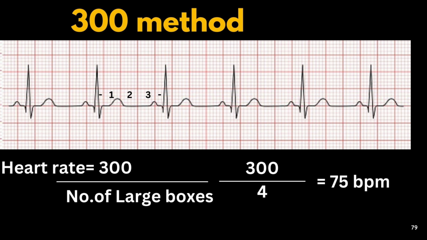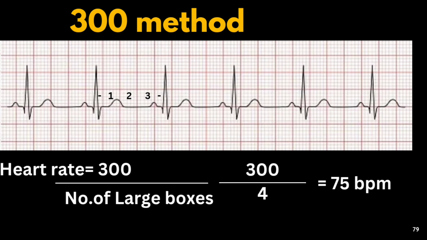So the number of large boxes between these two QRS complexes is 1, 2, 3 and 2/3 of this and 1/3 of this. So we almost have 4 large squares between the QRS complexes. 300 divided by 4 is 75 beats per minute. So in the square counting method, it was 75. In the 300 method, the rate is also 75. So these are different methods that you can use to calculate rate on ECG.